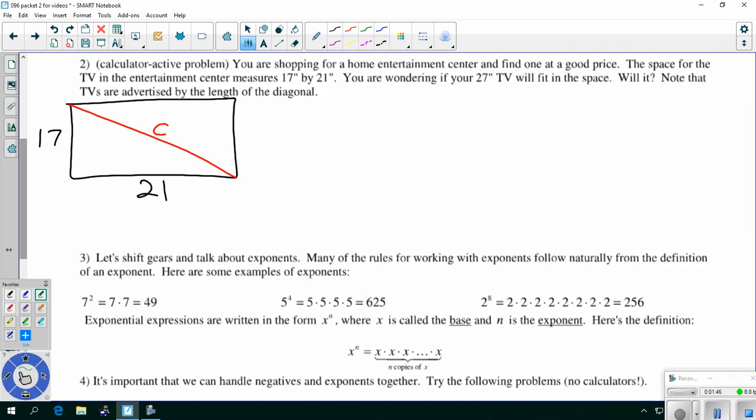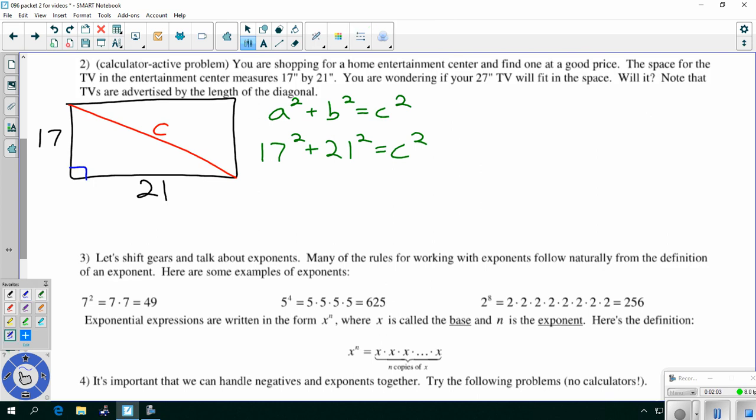So using our Pythagorean theorem, which I'll write here, A and B are 17 and 21 in either order. 17 squared plus 21 squared. Again, the important thing is the side opposite the right angle is the side that is by itself in this equation. That is the C.